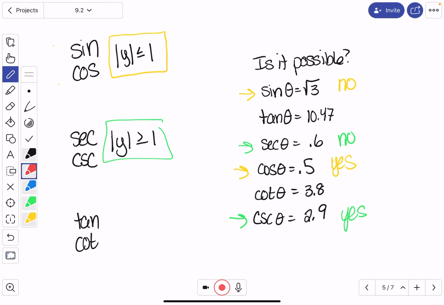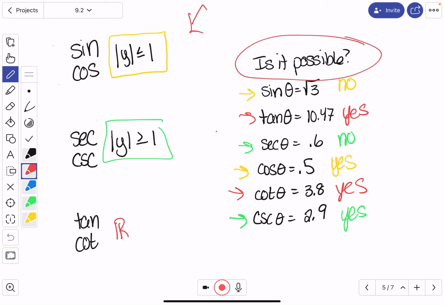And then tangent and cotangent are fractions of the sines and cosines. So those can be any real number, positive or negative, decimal or greater than 1. It doesn't matter because it all depends on what you get. So any value is possible for tangent and cotangent. So if you're asked, is it possible, you're basing that decision on whether they should be greater than 1, less than 1, or any real number.